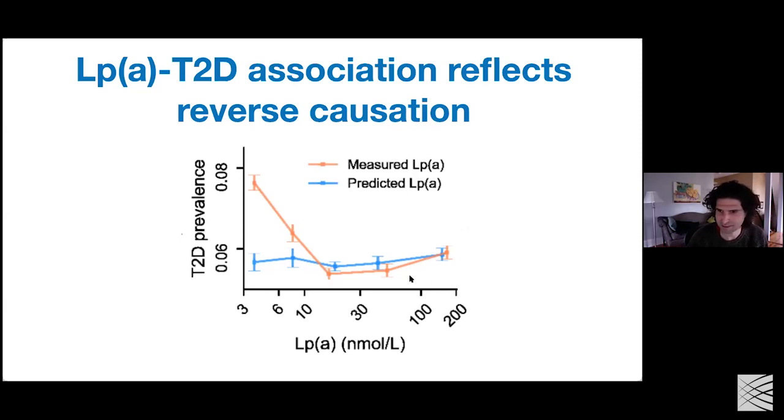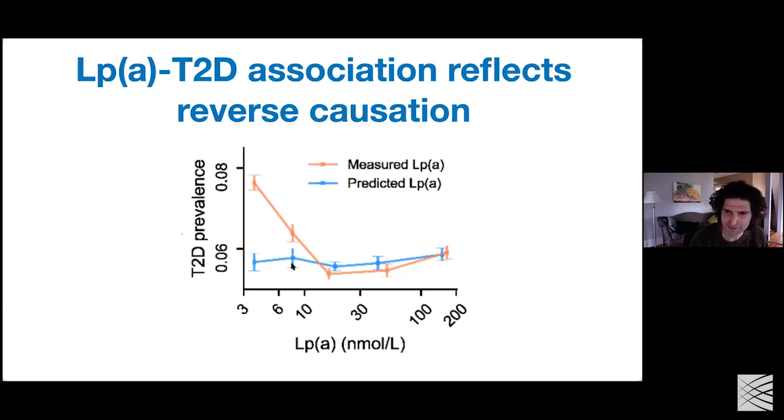So the association between lipoprotein A concentration and type 2 diabetes is readily apparent in UKB. You see increased prevalence of type 2 diabetes for people with measured LPA below 10. But that association completely goes away when you turn to predicted LPA from genetics. So this indicates that there's something about type 2 diabetes that's lowering your LPA and not the other way around.